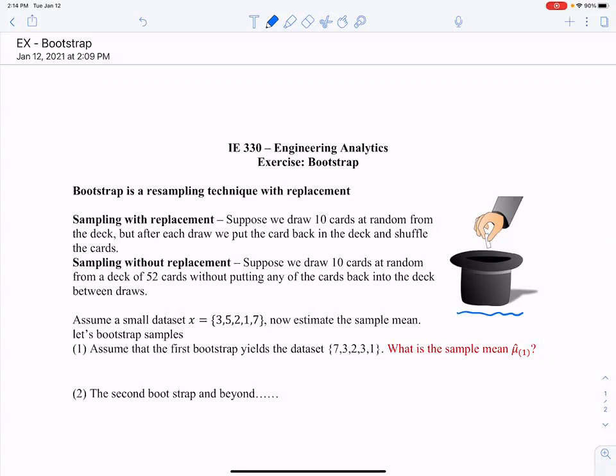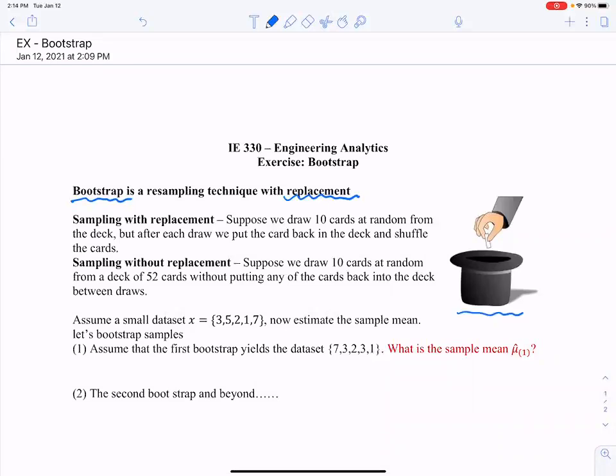Sampling without replacement means you draw 10 cards at random from a deck of 52 cards without putting any of the cards back into the deck between draws. So this is the difference between with replacement and without replacement. Bootstrapping is a resampling technique with replacement. That means every time you draw a number, you put it back.